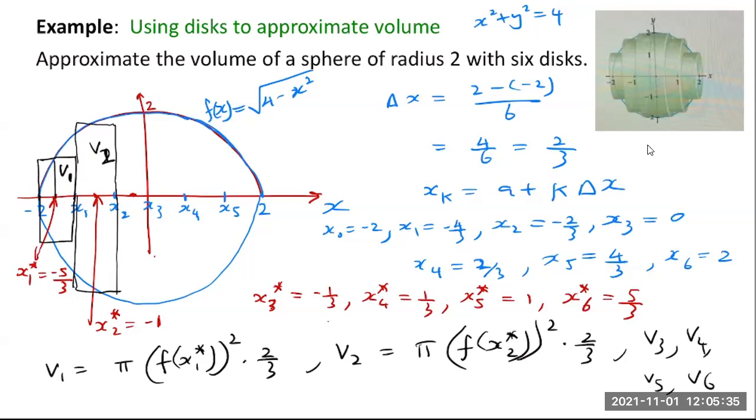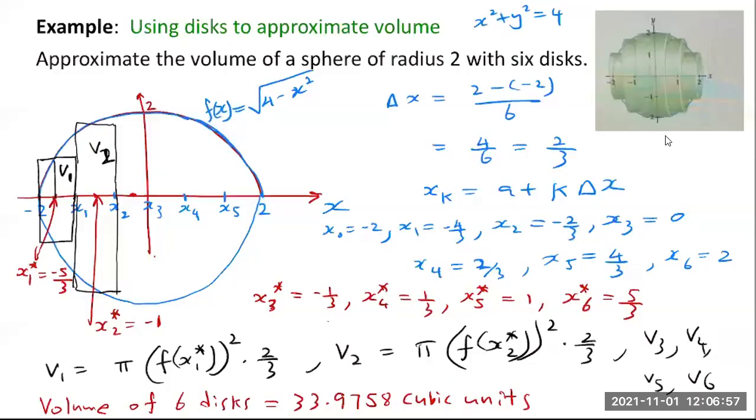That will give you, if you compute that, I'm not going to show you the computation because they are so straightforward. The volume of these 6 disks would be 33.9758. All I did was compute the volumes of these 6 disks. I have 6 disks, and I computed the volumes of all of them. As you can see, this is clearly an approximation. You can see that from this picture clearly.